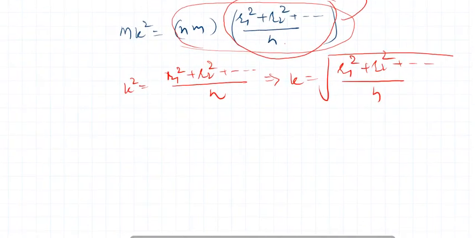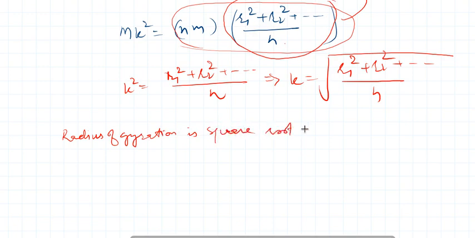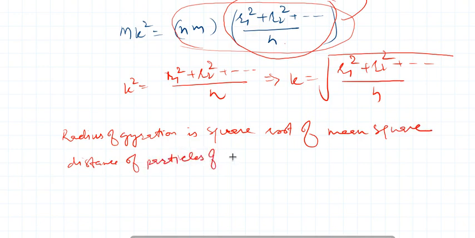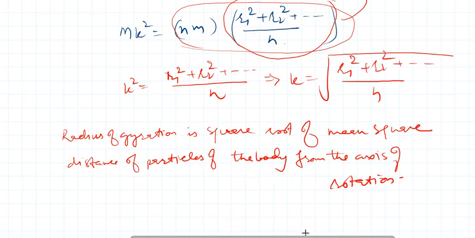Therefore, the radius of gyration is the square root of the mean square distance of the particles of the body from the axis of rotation. So this is all about the radius of gyration.